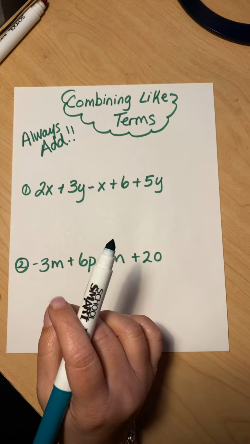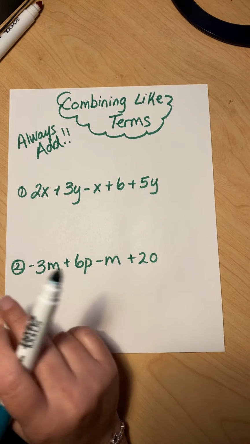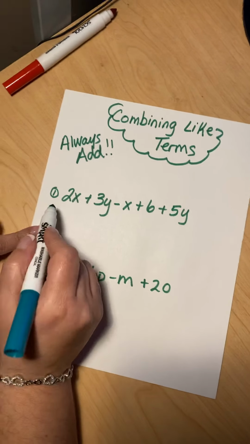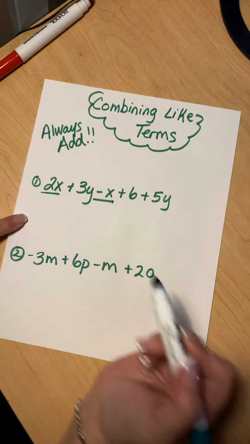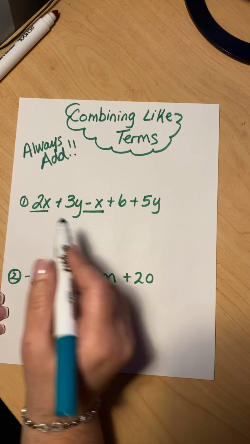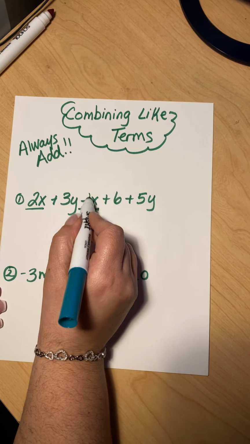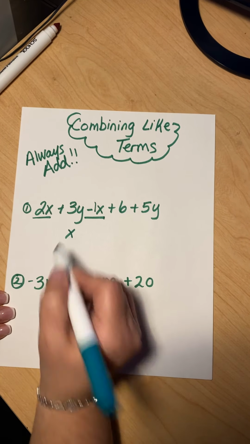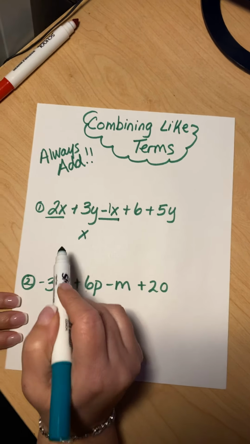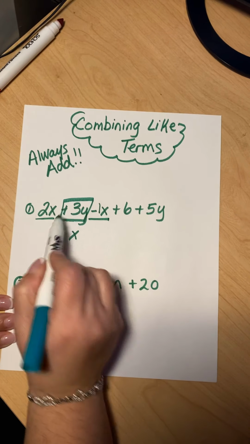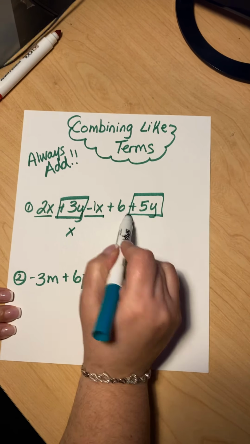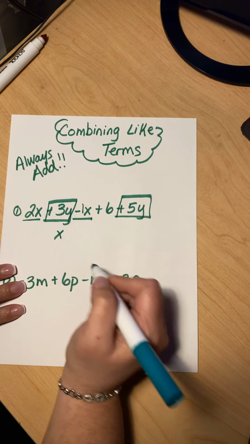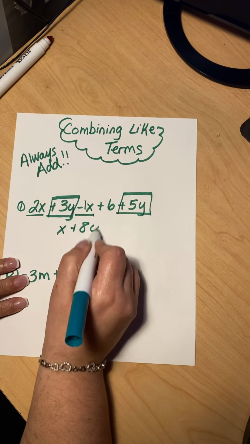When you combine like terms, we're going to combine the ones with the same variable, or the same variable raised to the same power. In this example, the 2x and the negative x look the same. 2x plus negative, remember there's always a 1 here, plus negative 1x equals positive x. Now let's look at the y's. I have a positive 3y and a positive 5y. Positive 3 plus positive 5 equals positive 8y.